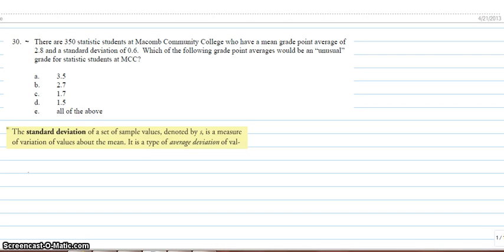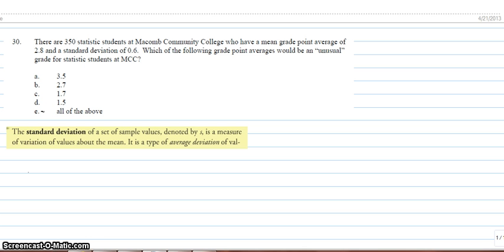There are 350 statistics students at Macomb Community College who have a mean grade point average of 2.8 and a standard deviation of 0.6. Which of the following grade point averages would be an unusual grade for a statistics student at MCC? Would it be A, 3.5, B, 2.7, C, 1.7, D, 1.5, or E, all of the above?